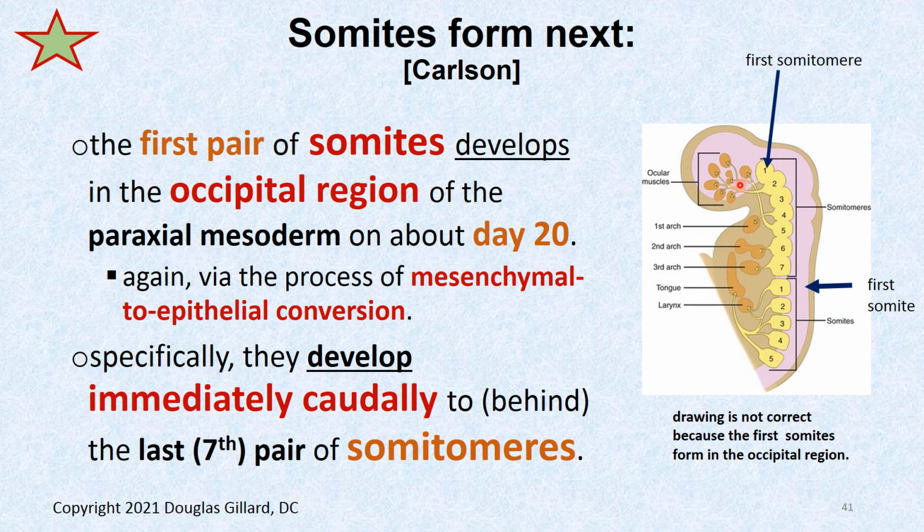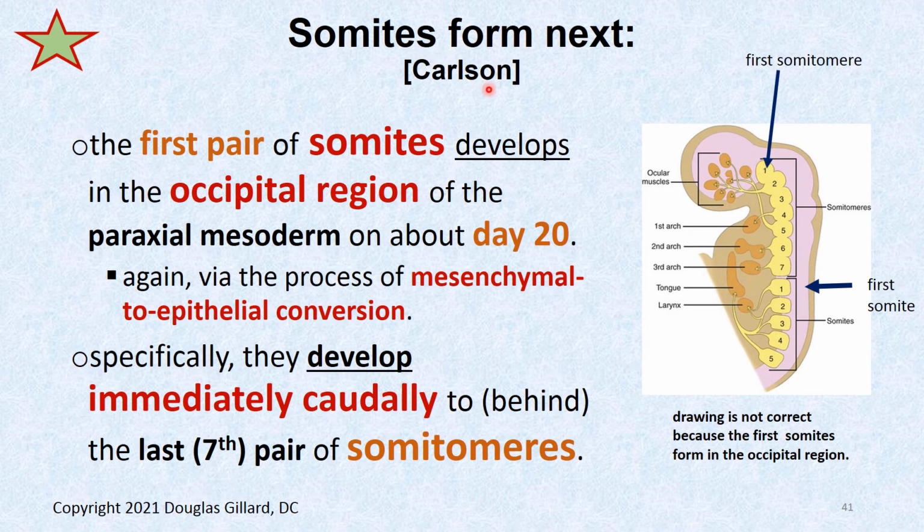All right, so now we can see what they kind of look like. So there's our paraxial mesoderm, and it's clumped into these 7 sections. Those are the somitomeres. And the first pair happened up in the occipital region. Did I say the cranial region? It's in the occipital region that this happens. Yeah, and that's what happens. And, oh, no, I was right. They do happen.